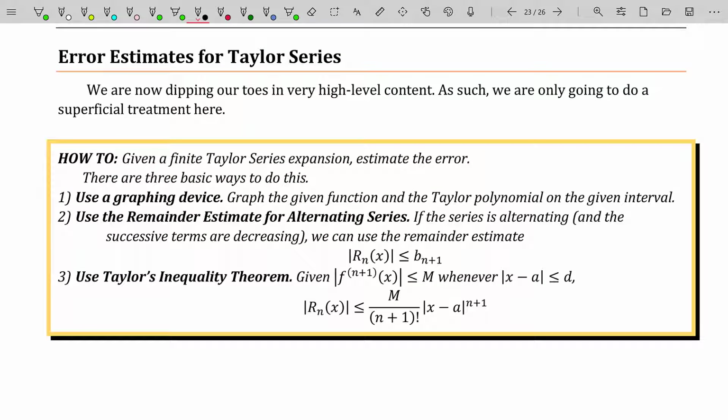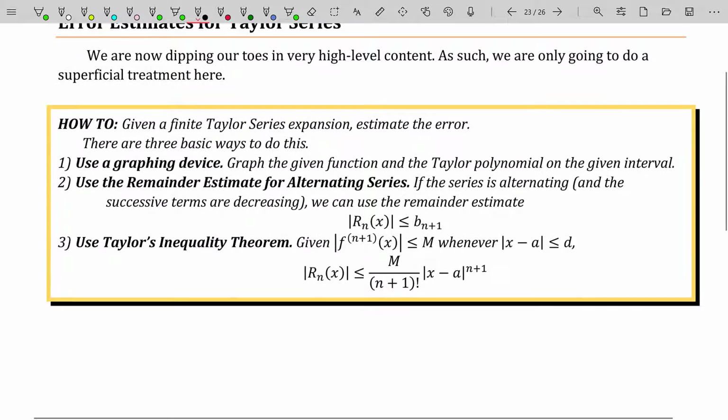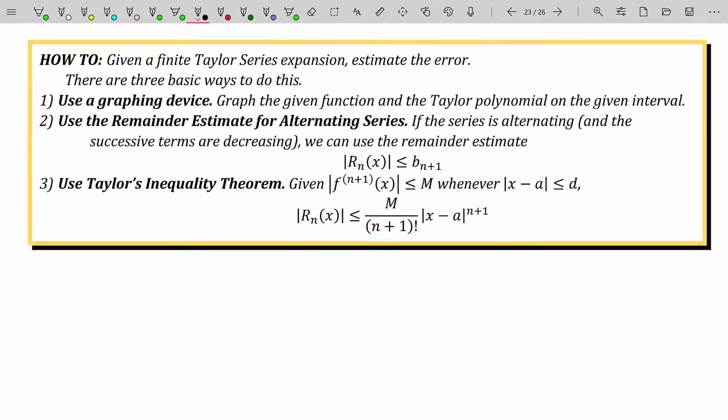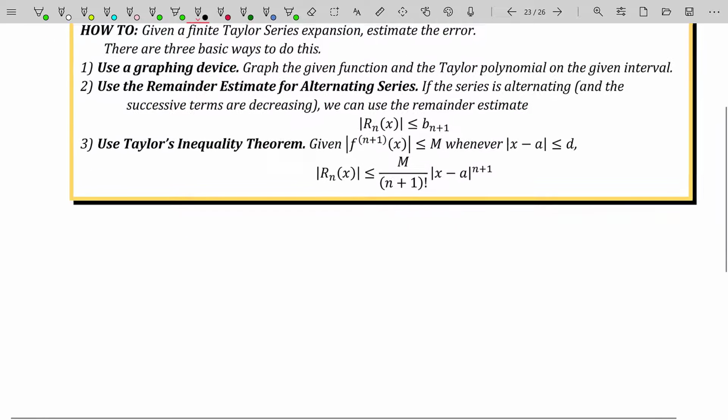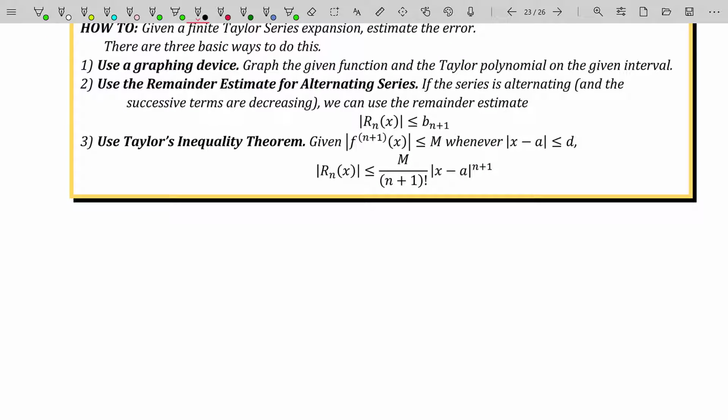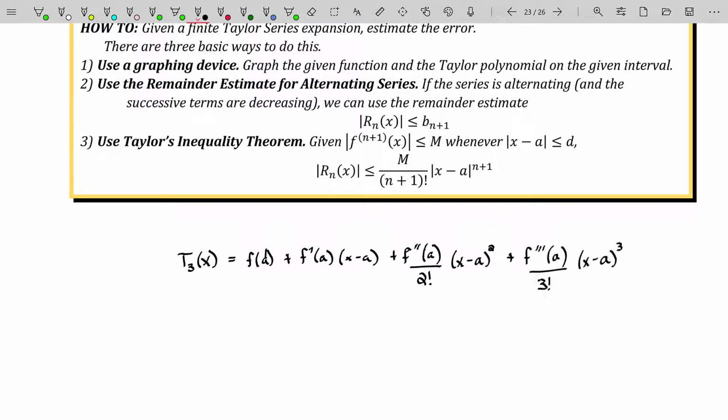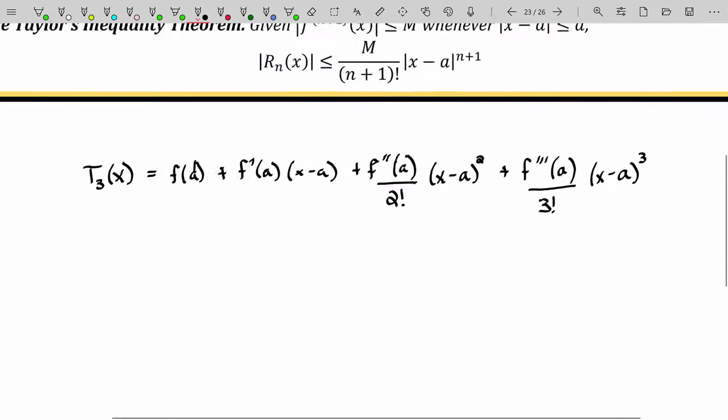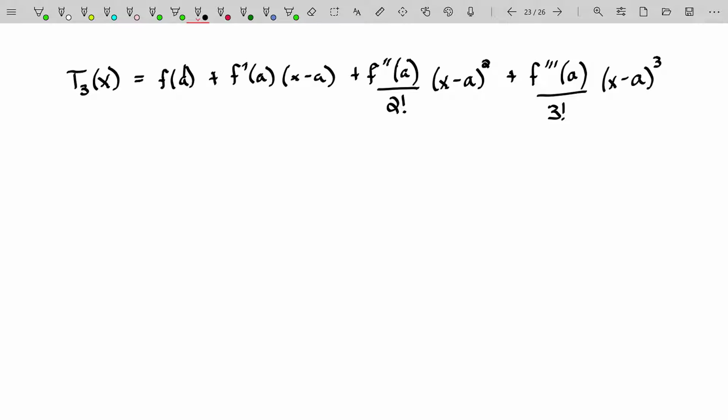Now, it's very high level content. It usually is reserved for numerical analysis and upper division. However, it's good to have this discussion now. So given a finite Taylor series expansion, that means given that you have worked out maybe the third degree Taylor polynomial for some given function, we know that this third degree Taylor polynomial expansion is not equal to the function, unless the function was a third degree polynomial, by the way. But for the most part, this third degree Taylor polynomial expansion is just a poor approximation to the original function.